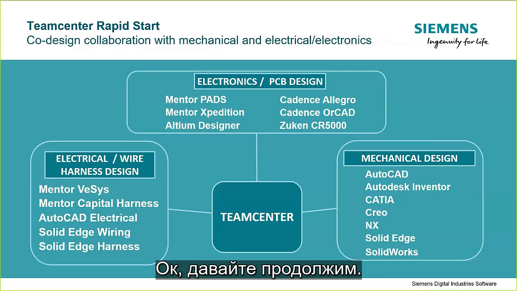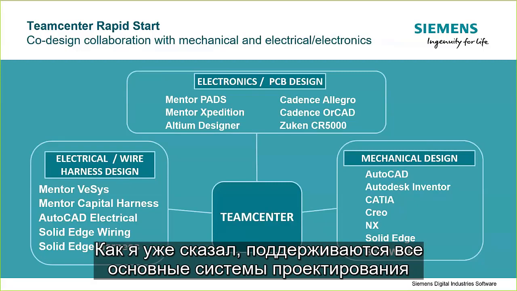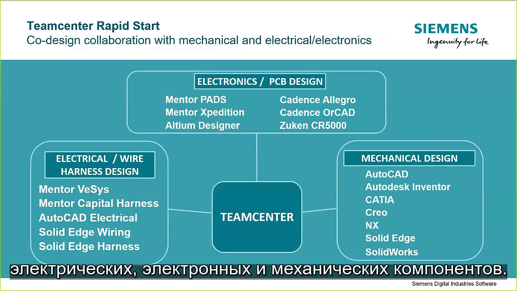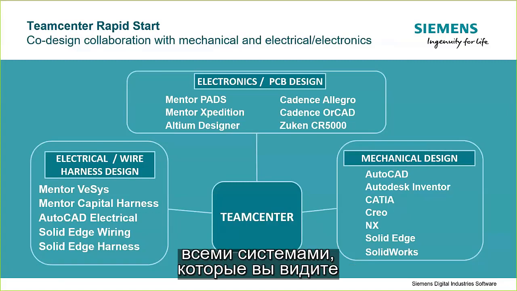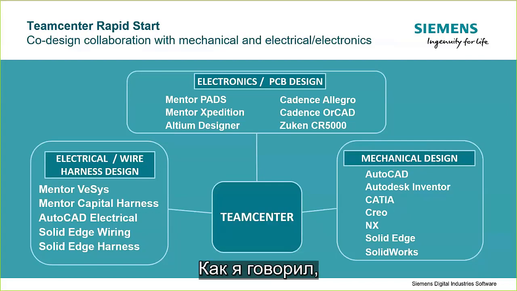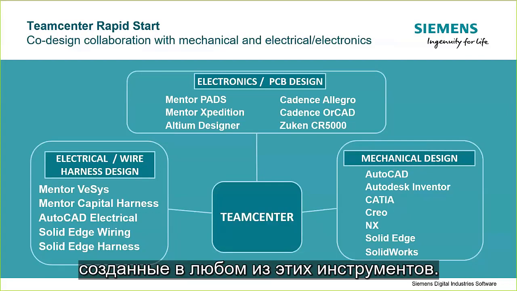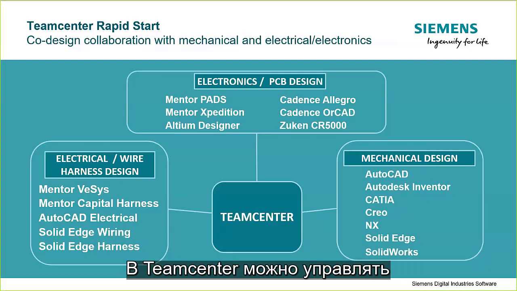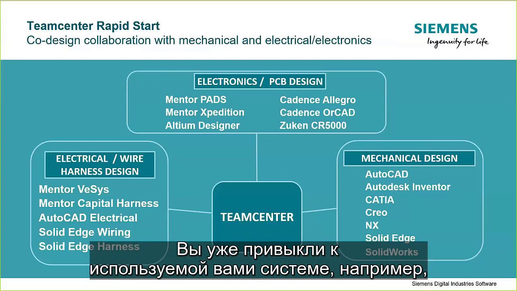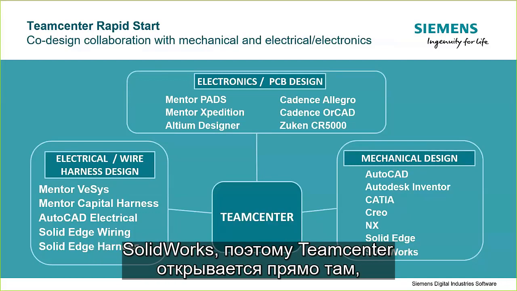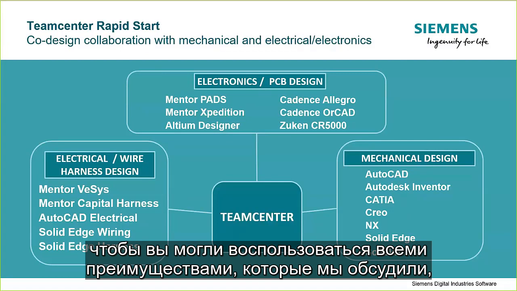All right, so I mentioned it was any major electrical, electronic, and CAD system. In addition to SolidWorks, we're integrated with all these major systems that you see listed on the screen here. So like I mentioned, you could have a BOM with components designed in each one of these tools. And then Team Center can manage all that data and bring them together in that single common bill of materials. And like I said, we also bring that right inside the design environment. So you're already comfortable with the system you're using, for example, SolidWorks. We're bringing Team Center right into there so you get all the benefits that we've been discussing, but you're using the same tool you already know how to use.